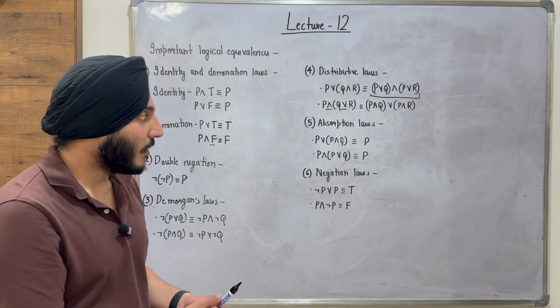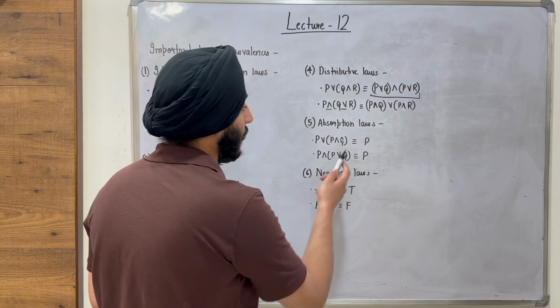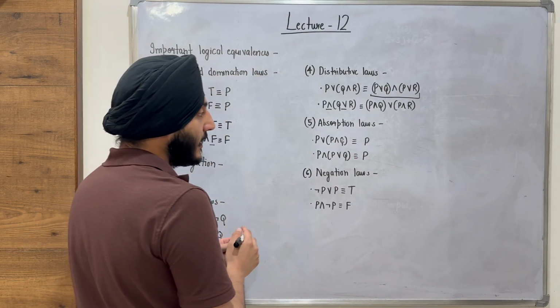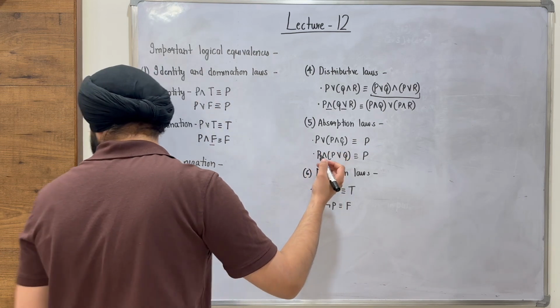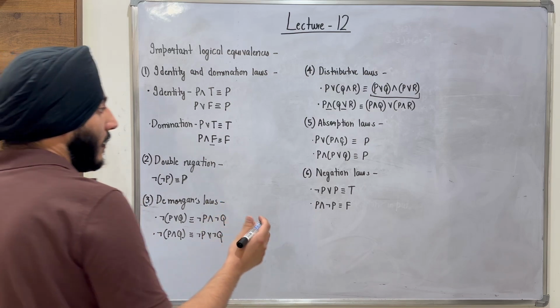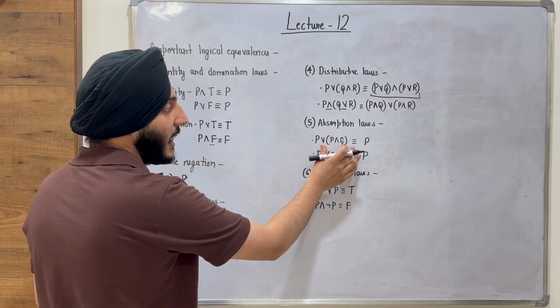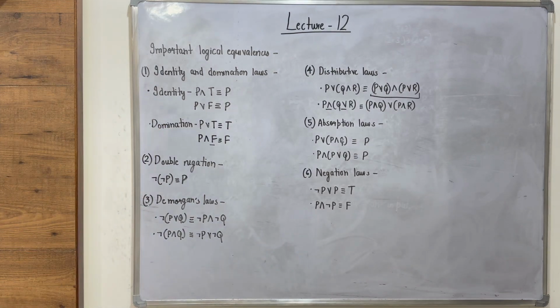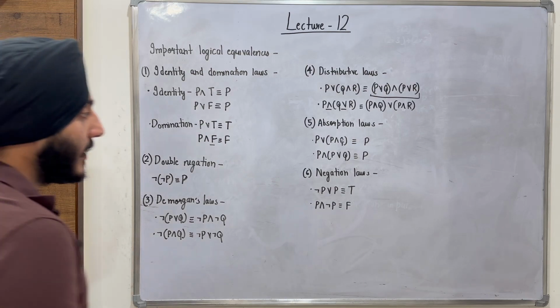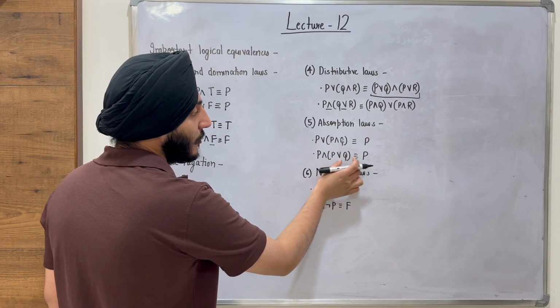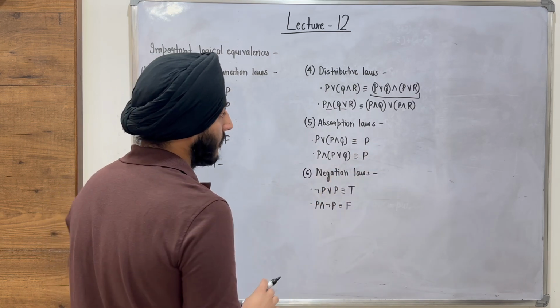Okay. Fifth one, let's try to understand what are the absorption laws, right? These two are also going to be very important to understand. Basically, when I do P or P and Q, it results in a P. And when I do P and P or Q, it results in a P once again.